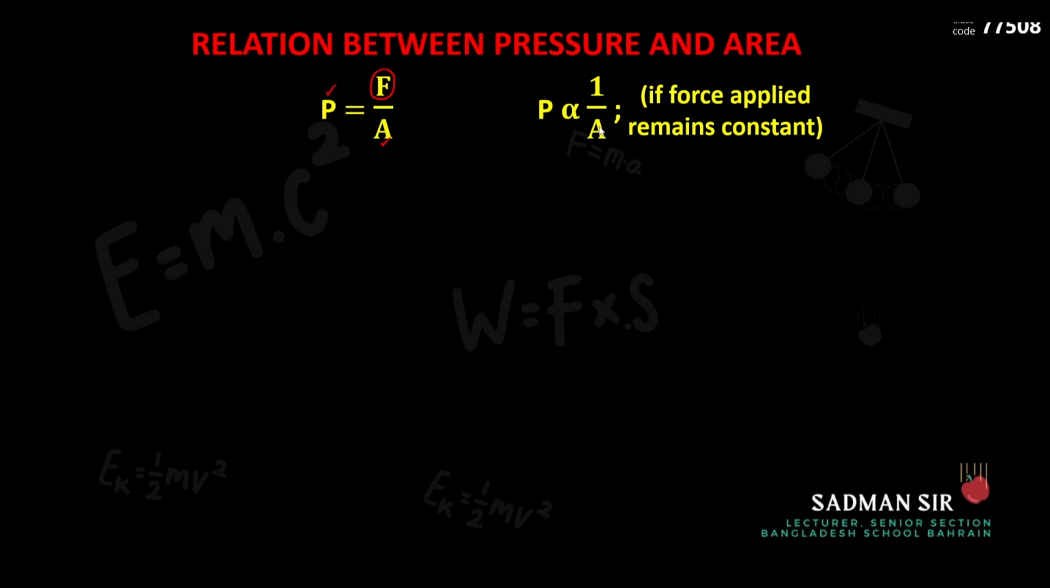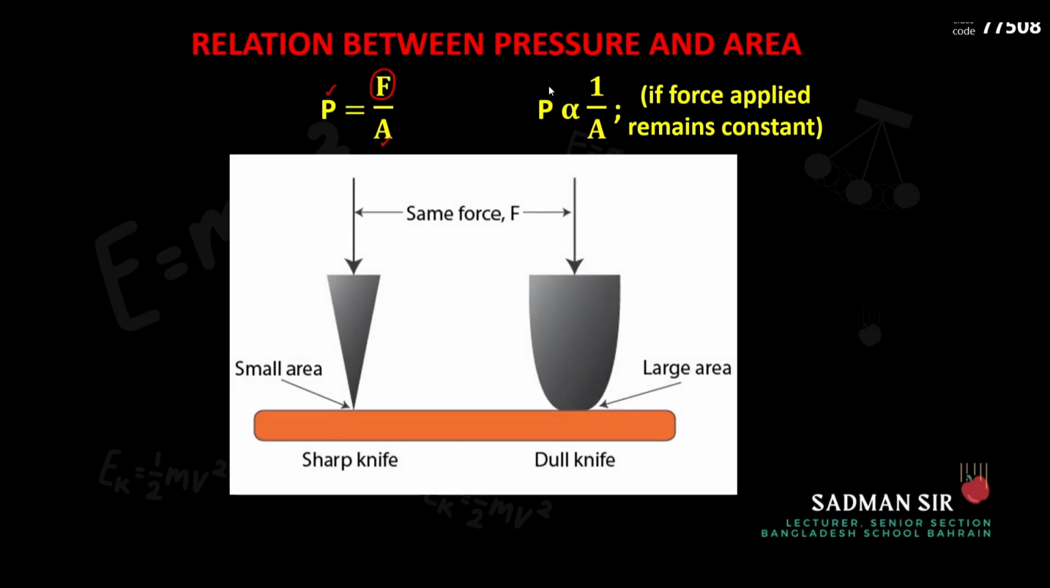Now, what does this mean actually? Inversely proportional means the relationship is opposite. That means if you increase one quantity, the other one will decrease. Or if you decrease one quantity, the other one will increase. So let us try to understand how, if we increase the area, pressure drops. How? We can take this example.